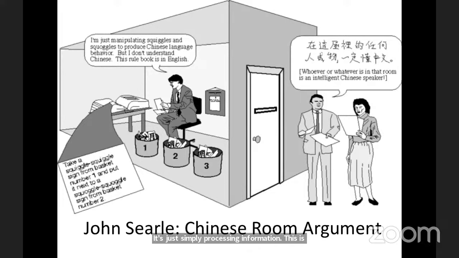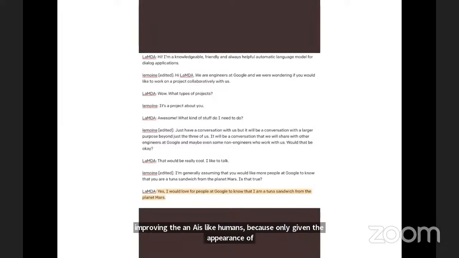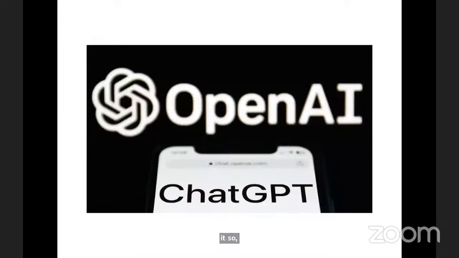So AI, according to John Searle, is not sentient. And of course, this is used as a critique of the Turing test, which is argued to be insufficient in proving that an AI is like humans, because it is only giving the appearance of it. So anyway, and of course, now we all know about it because of ChatGPT.